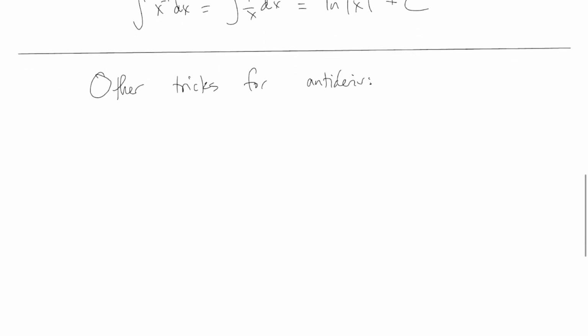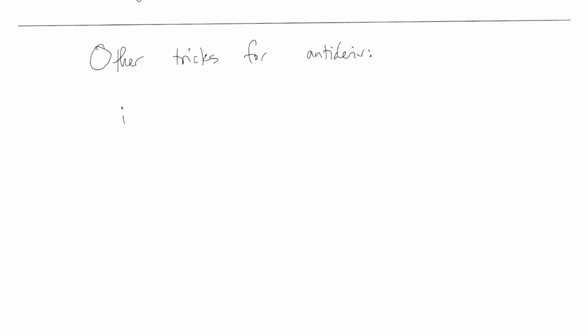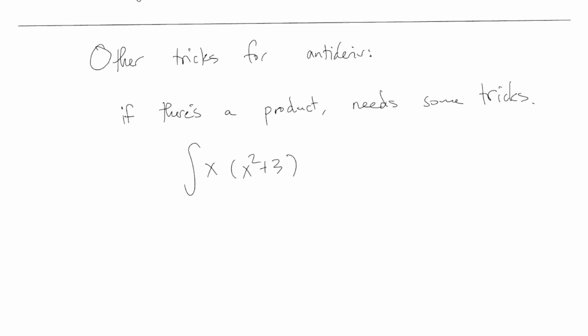The big problem is if you have a product on the inside, if there's multiplication, this needs some tricks. For example, if I had the integral of x times x squared plus 3, it is not correct to just separately do each of those two things on the inside. You might say, can I just do x gives me 1/2 x squared, and this gives me 1/3 x cubed, and this gives me 3x? Can I just do that? The answer is no. This is not allowed.